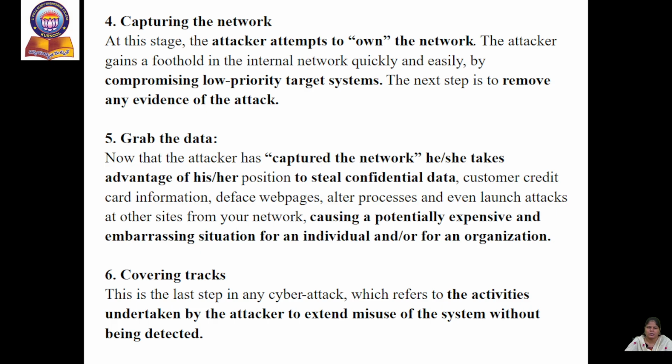In the fourth stage, he will capture the network. The attacker attempts to own the network. The attacker gains a foothold in the internal network quickly and easily by compromising low priority target systems. The next step is to remove any evidence of the attack. So after getting access, he will make some changes in the configurations of the system, change some data in the system, and then remove any evidence of the attack on the system.